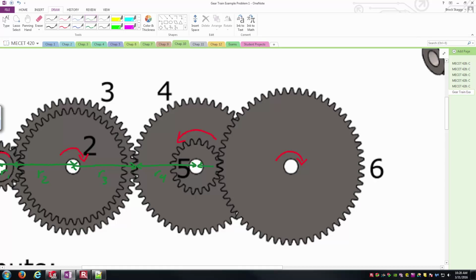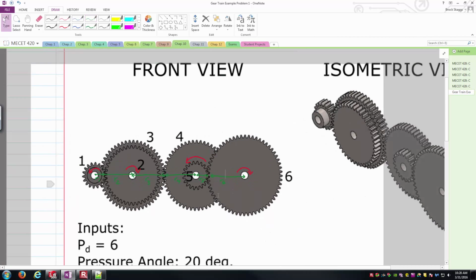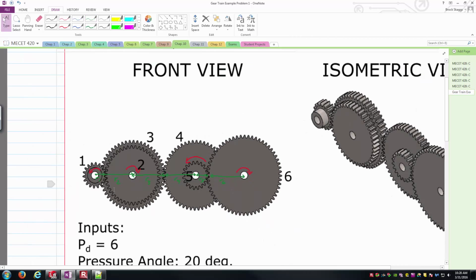So from here to here would be R5. And then finally, to bring us all the way to the other end, would be R6 here. And so that would be one way we could look at it. It'd just be the sum of those individual pitch circle radii, and you just have to be careful which gears are meshing with which in order to pick up the correct relationship there.